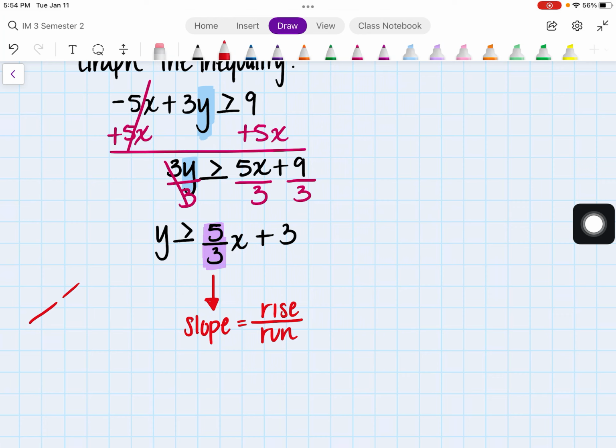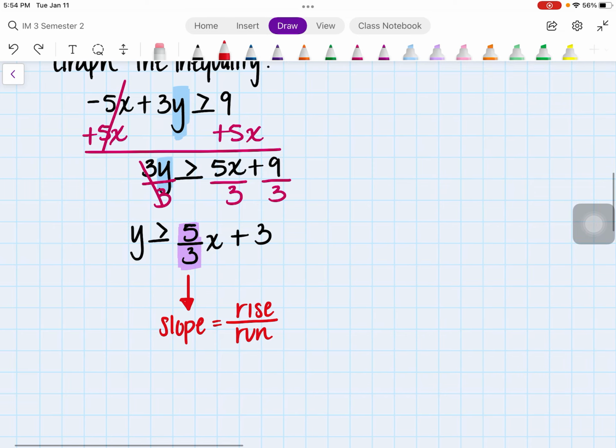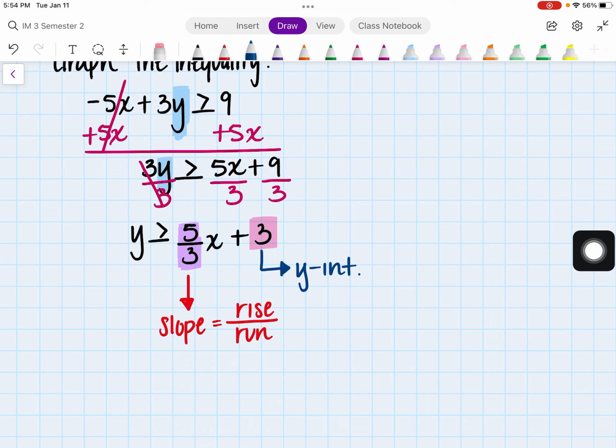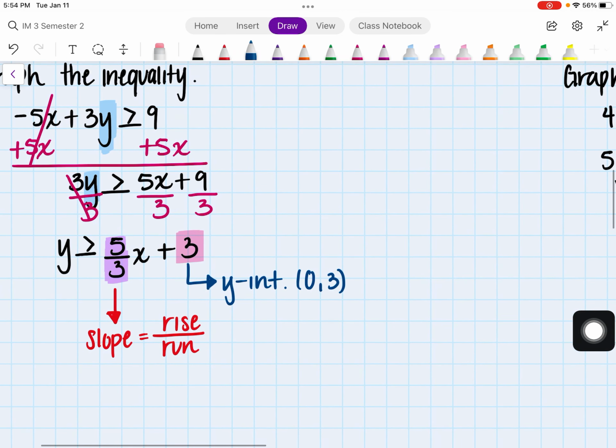And since this is positive, our linear equation in this case is going to be in this format. It's going to be a solid line, and it's going to be going up and right. Okay, so that's the slope. And then that leaves in this case the 3 as our y-intercept. So whenever we're graphing, we do start off with the y-intercept. So that will be the point (0, 3), and then we'll do the slope from there.